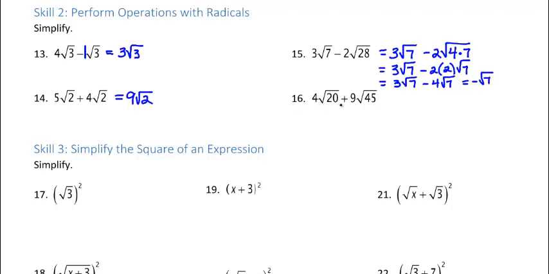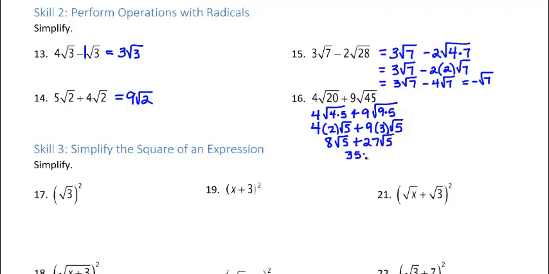4 on the square root of 20 plus 9 on the square root of 45. We can write 20 as 4 times 5. 45 can be written as 9 times 5. This simplifies to be 4 times 2 on the square root of 5 plus 9 times 3 on the square root of 5. Now we have 8 on the square root of 5 plus 27 on the square root of 5, and that simplifies to be 35 on the square root of 5.